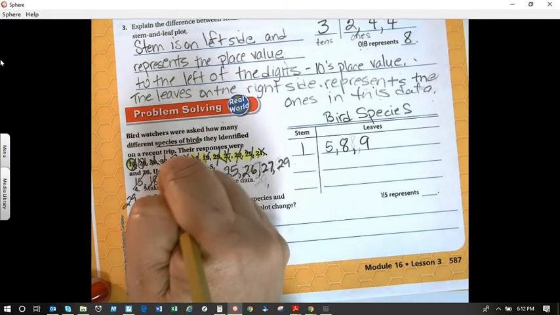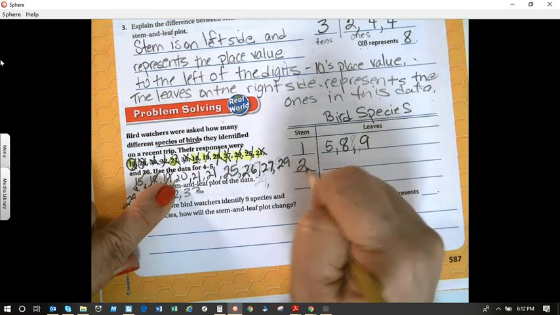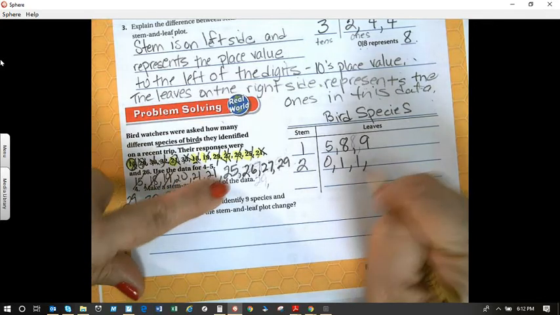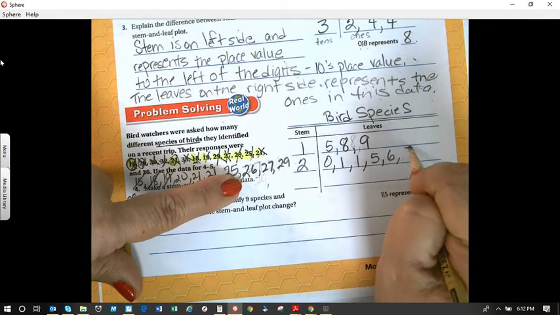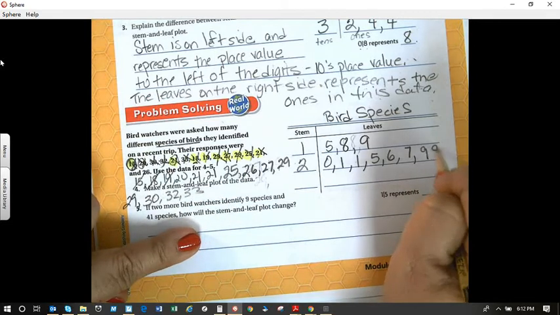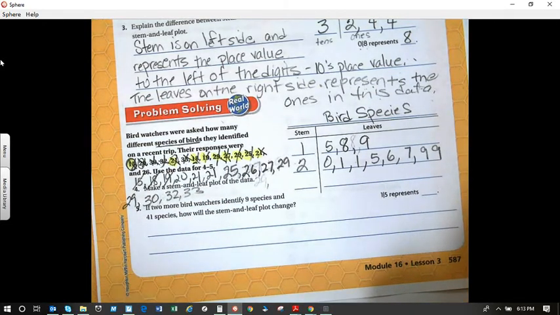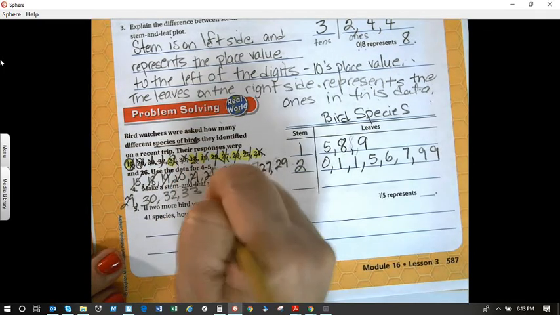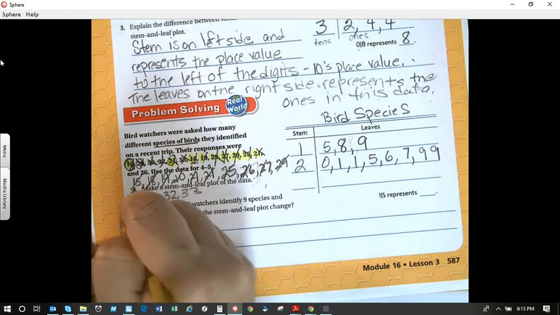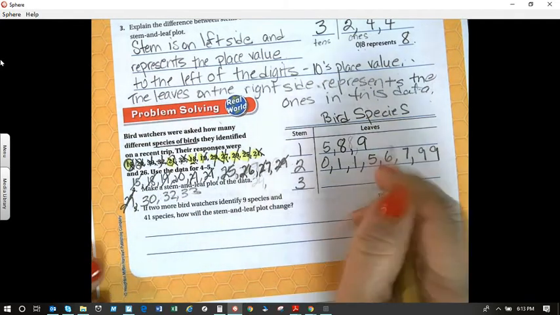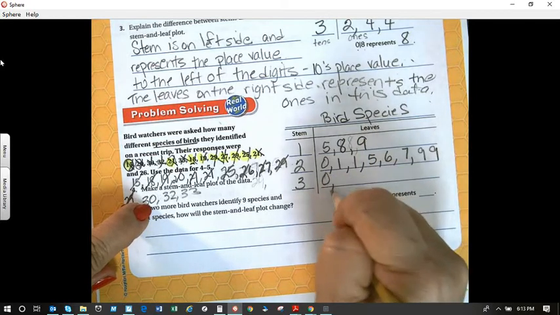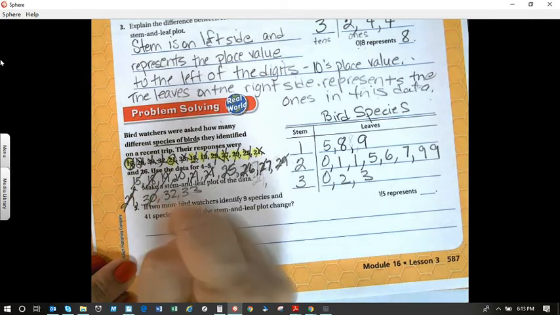Now I'm going to stem 2, and I'm looking in the ones place: 0, 1, 1, 5, 6, 7, 9, 9. I'm finished with these, so I'm crossing them out. Then stem number 3. Looking in my ones place for my leaves, I'm going to place 0, 2, 3. And I'm done here.